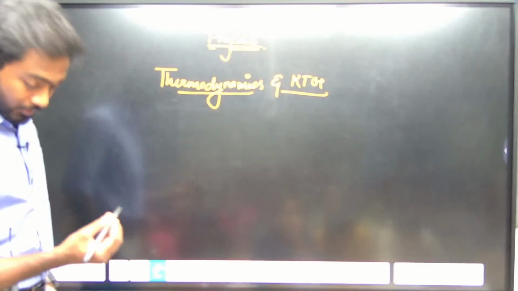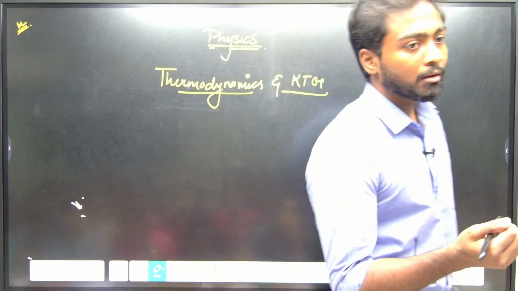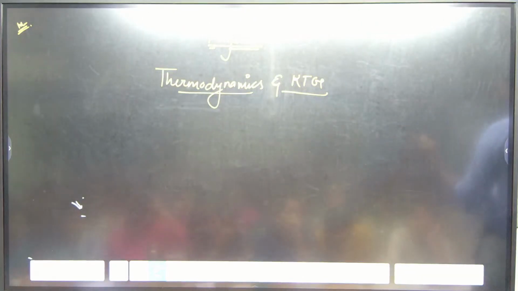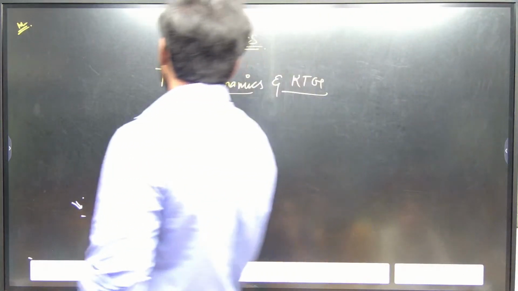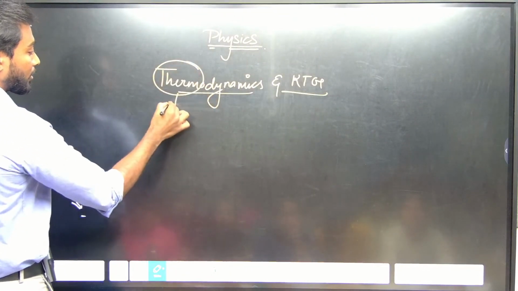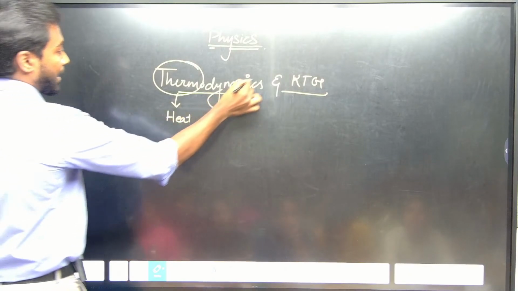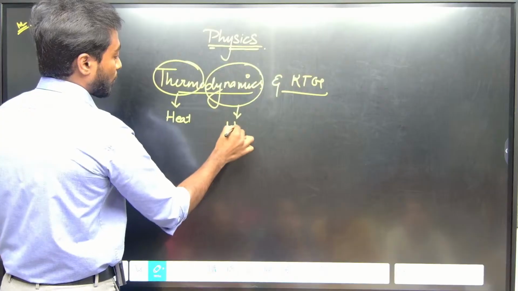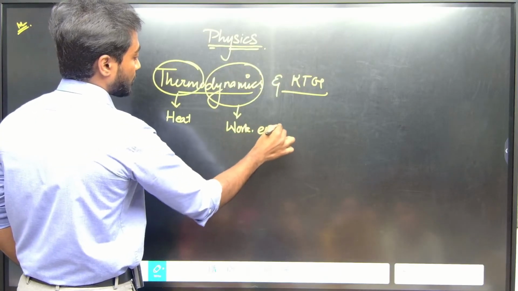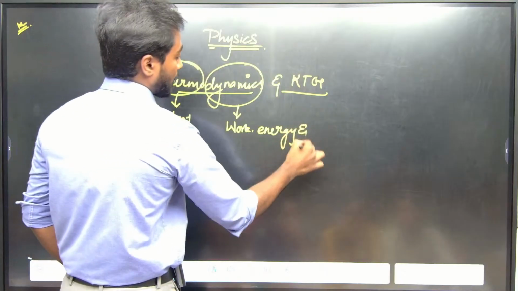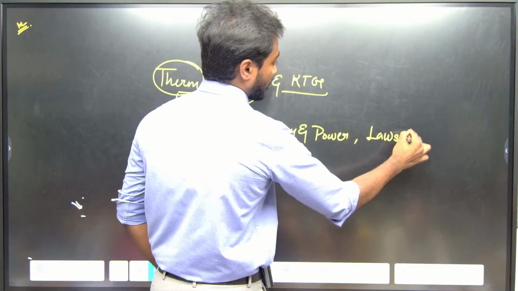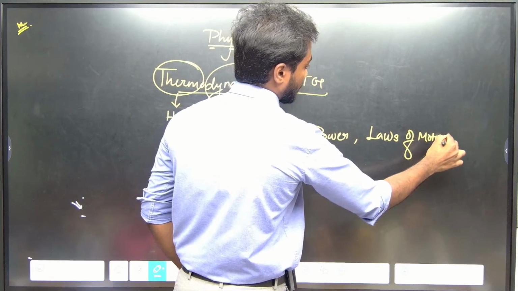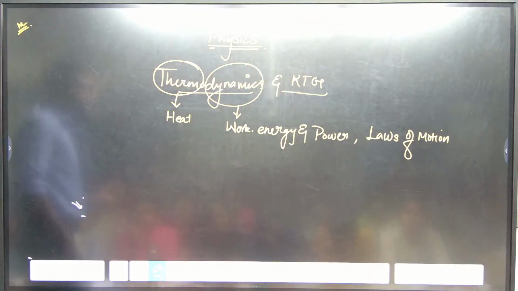Okay, listen. So thermodynamics is the combination of the thermal properties of matter, that is heat, then work, energy, power and laws of motion. So we can divide this term: thermo is the properties of heat, and dynamics is the work, energy and power and laws of motion. Okay, it is the combination of these three lessons.